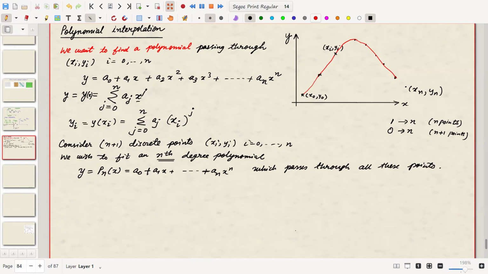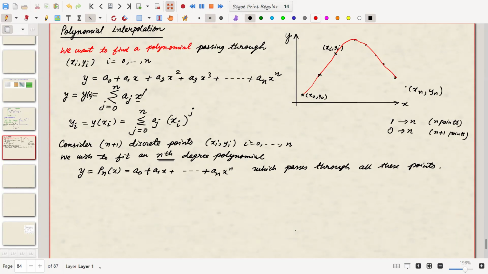So what do you already have and what do you want to find? If you want to find this polynomial Pn(x), that is the nth degree polynomial, you already know that if you have n plus 1 discrete points, you can fit an nth degree polynomial.